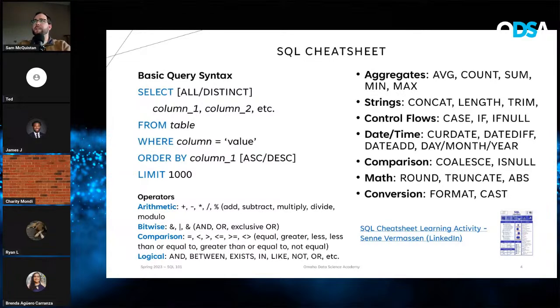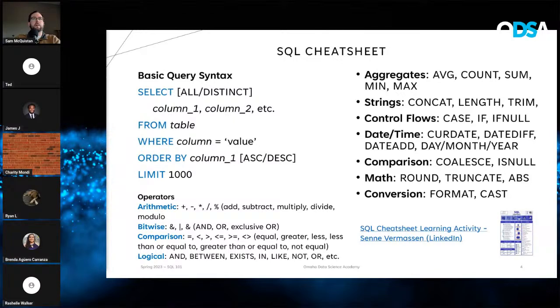So what I wanted to do here is create kind of a basic cheat sheet. How do you formulate a query? What are some operators that you can include in the logic that you program? And then what are the aggregates that you can use? These are functions that you can apply across an entire column or even a set of columns.